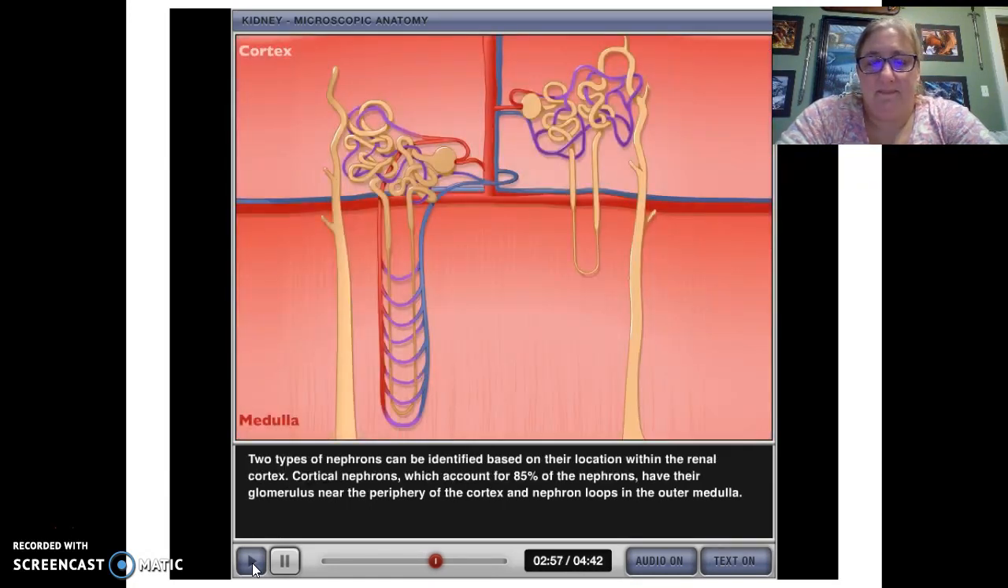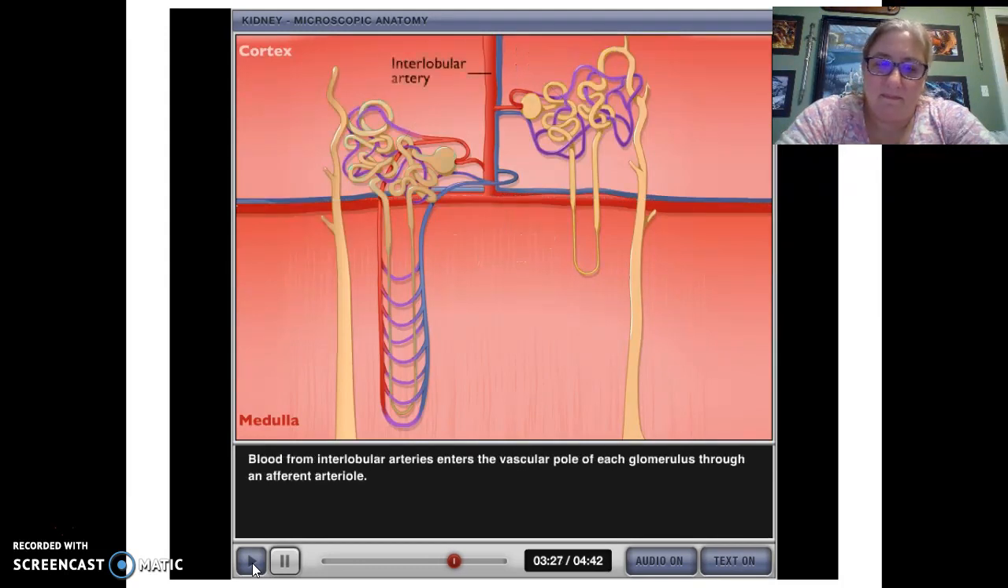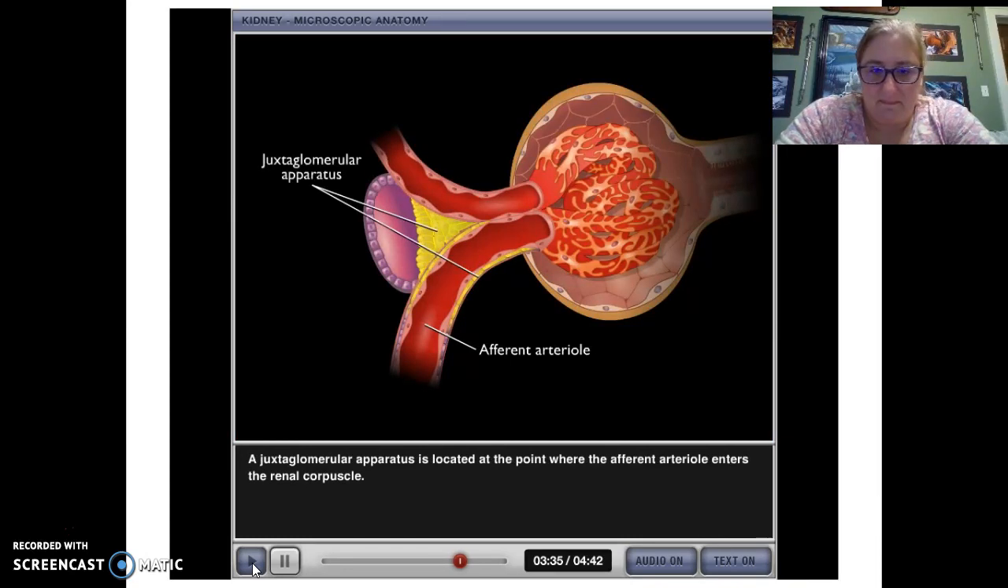Two types of nephrons can be identified based on their location within the renal cortex. Cortical nephrons, which account for 85% of nephrons, have their glomerulus near the periphery of the cortex, and nephron loops in the outer medulla. The remaining nephrons are called juxtamedullary nephrons because their glomeruli are located at the corticomedullary junction and have relatively long nephron loops that extend deep into the medulla. Blood from interlobular arteries enters the vascular pole of each glomerulus through an afferent arteriole. The juxtaglomerular apparatus is located at the point where the afferent arteriole enters the renal corpuscle.